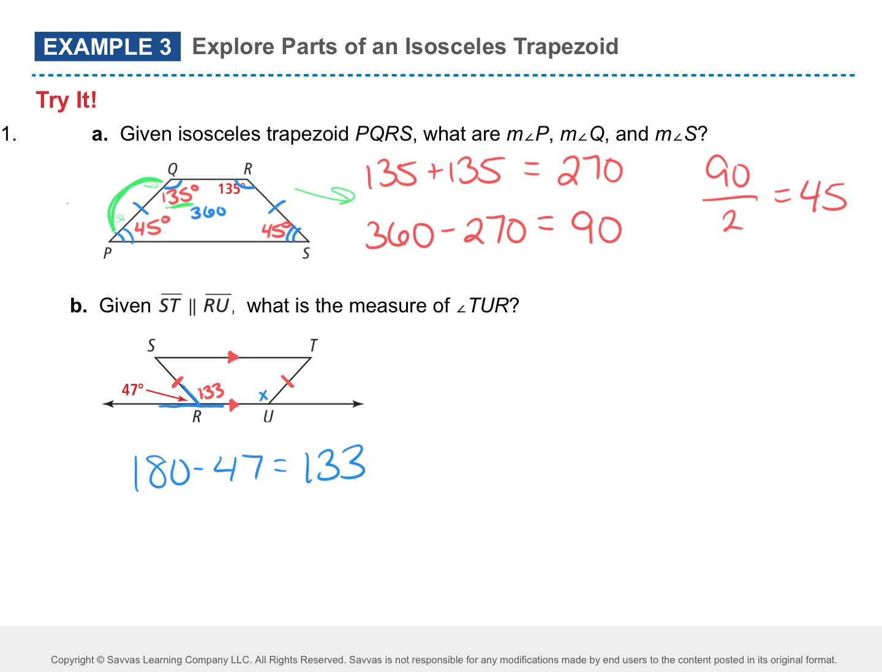So how do we find TUR? Why? Right, it's an isosceles trapezoid, so we know that these base angles are the same. So if R is 133, what's U? Also 133. Okay. If I wanted to find, just for fun, measure of angle T, how would I find that? I'd take 180 minus that 133 to get back to 47. Good.